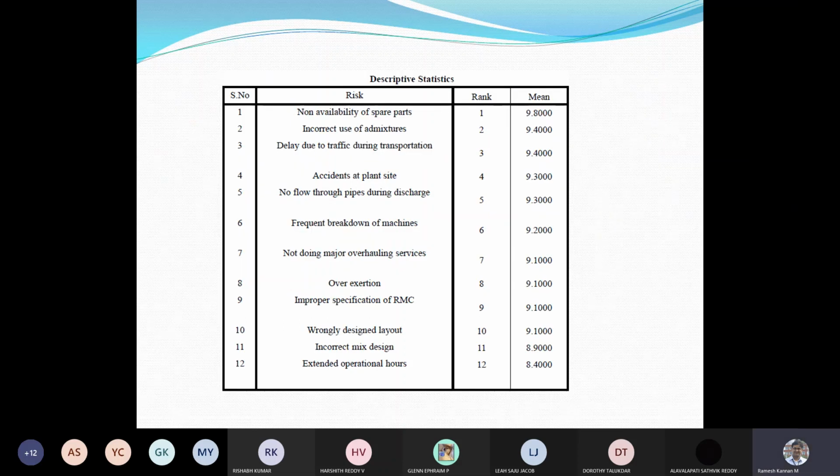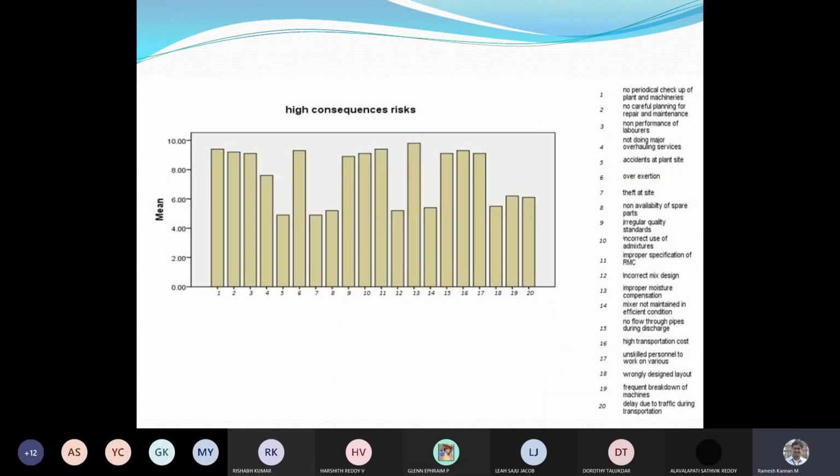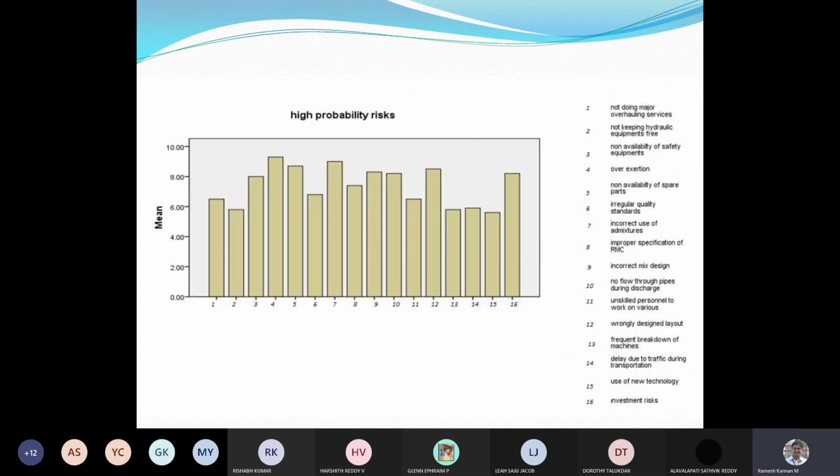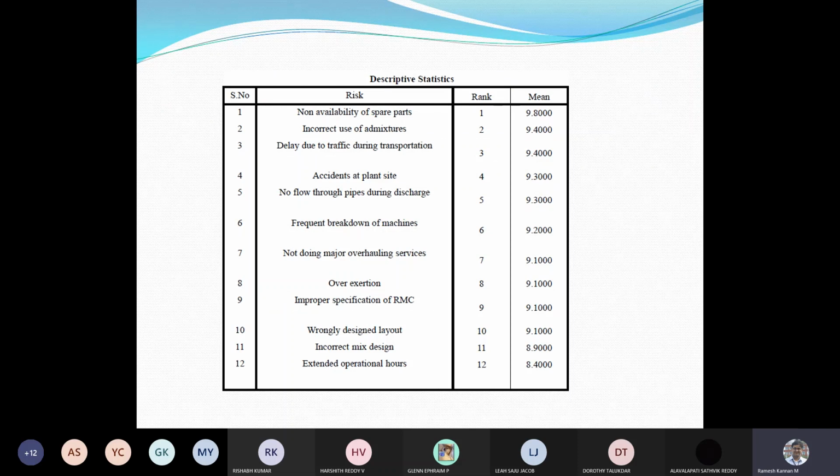Then we talk about, once you categorize that, you prioritize them based on the mean. Mean is a mean of occurrence, like it occurs in 9.8 out of 20, right? So non-availability of spare parts, incorrect use of admixtures, and delay due to traffic. You see, traffic delay is number three, whereas if you take a look at this here, traffic delay is 14, which is not as high priority a risk as investment risk. But when you talk about ranking them, it will be pretty much because that occurs most of the time.